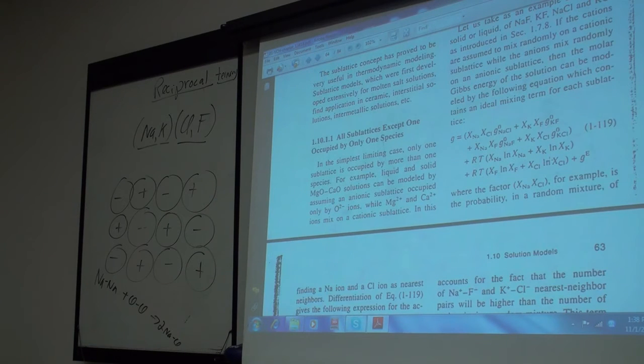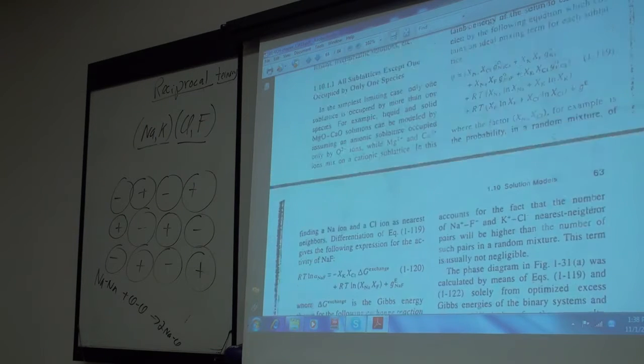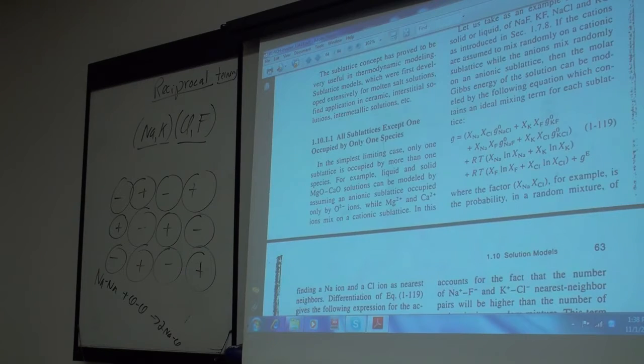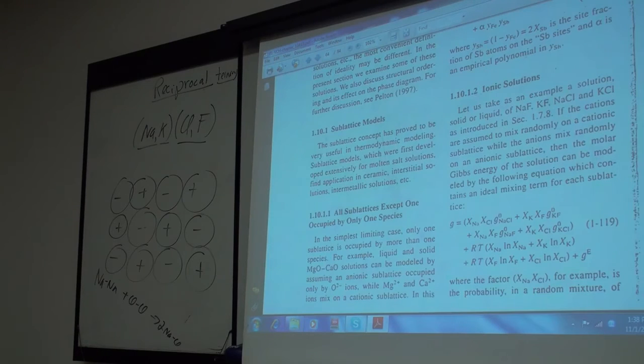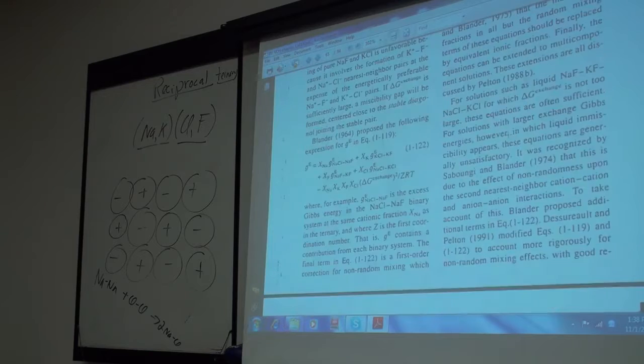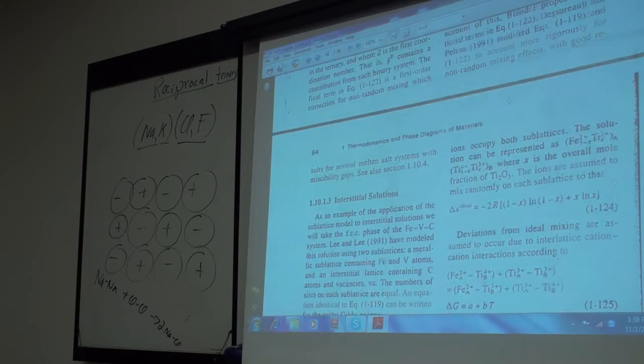Okay, but this uses a somewhat older notation. This was written in 1991, I think, and since then there's a more modern notation, which is also the notation used by other people, CALPHAD people and so on. So I'm going to talk about the same thing here. If you want to read this, starting at 110.1.2 on page 62 and reading on for 2 or 3 pages, up to page 64, it's not long.